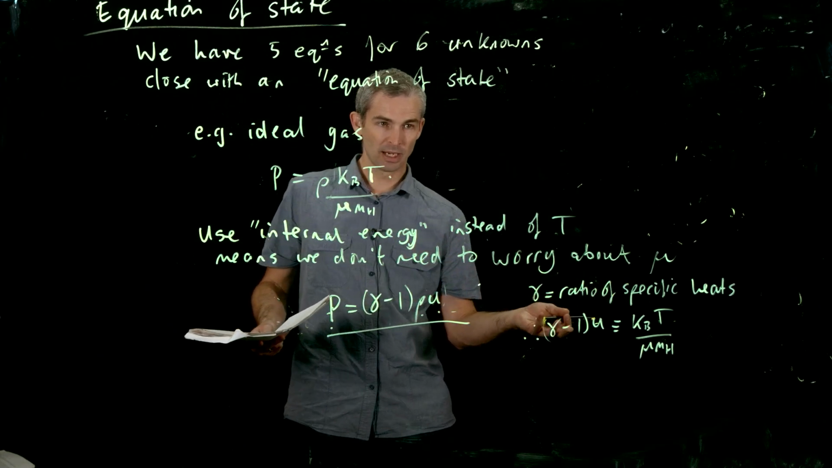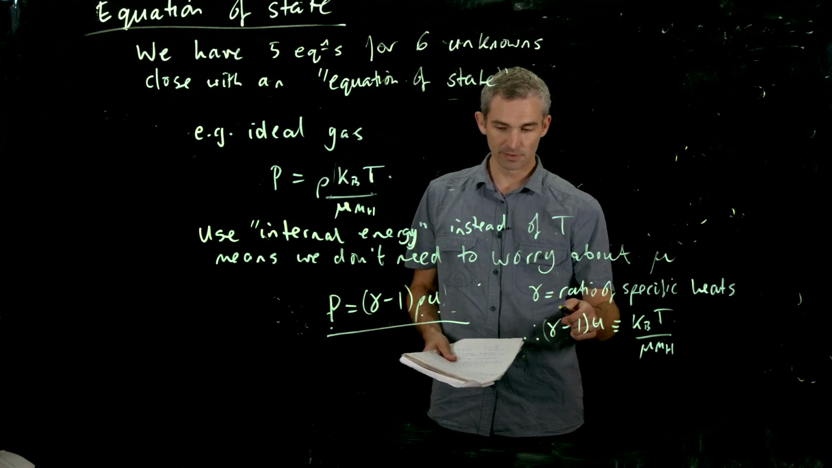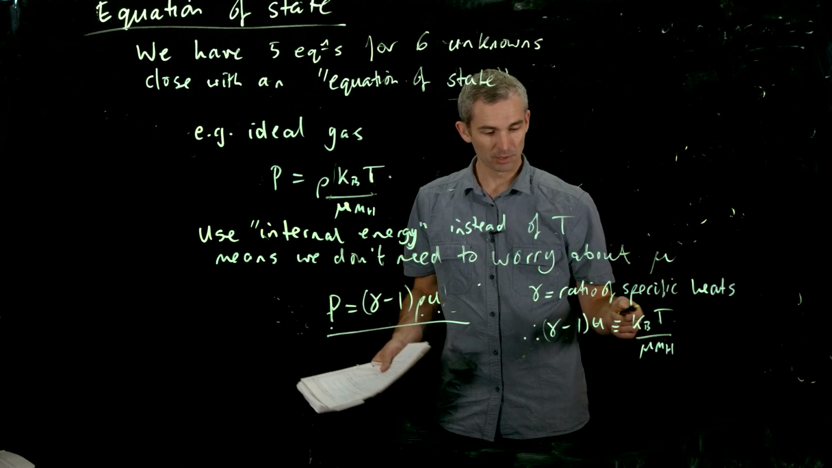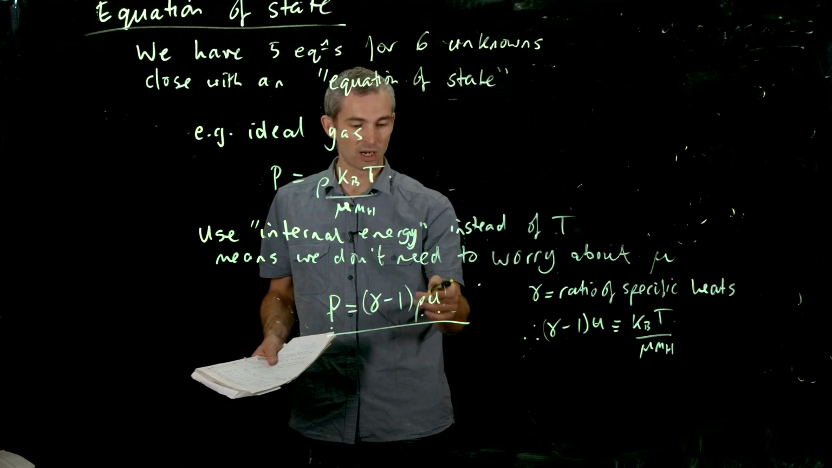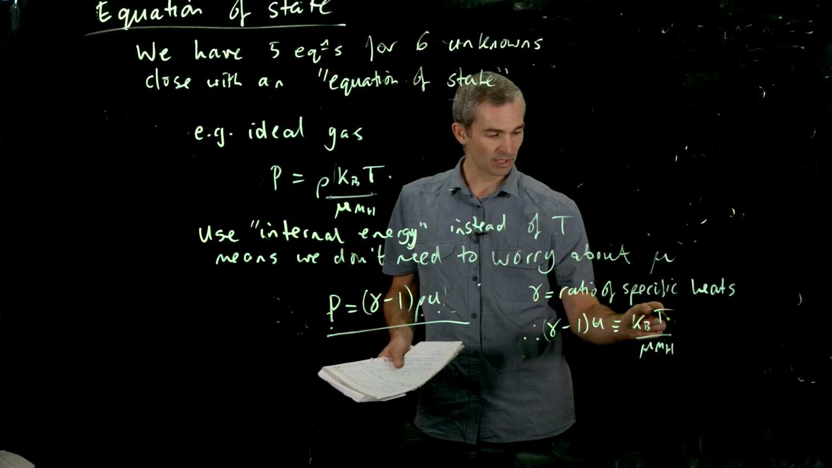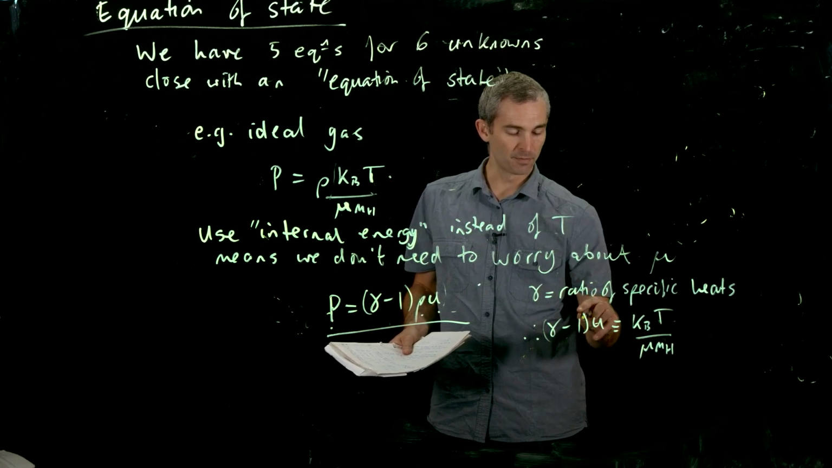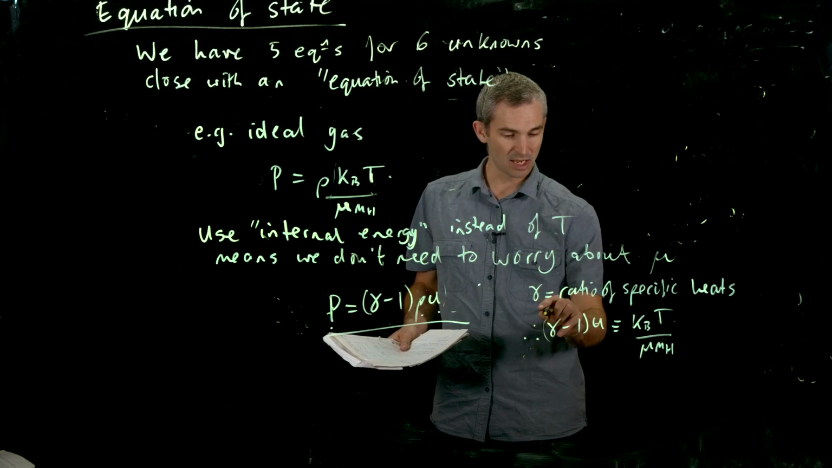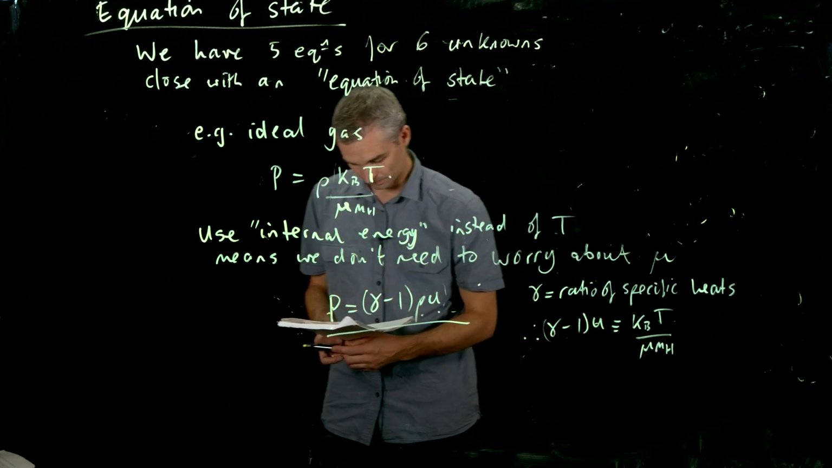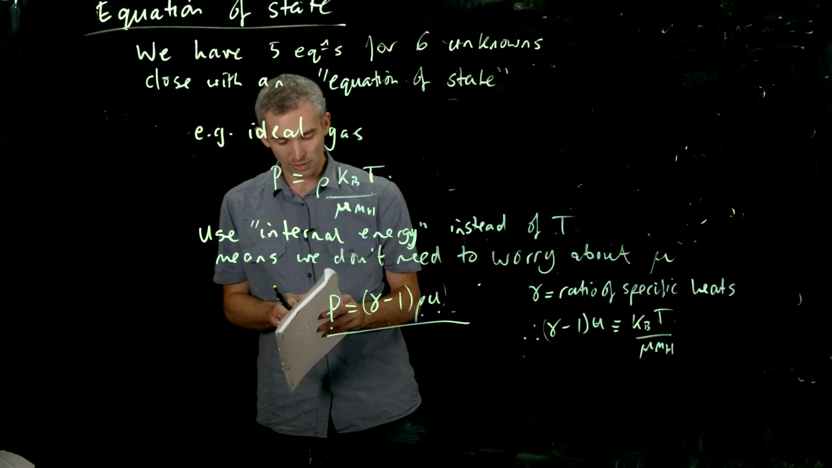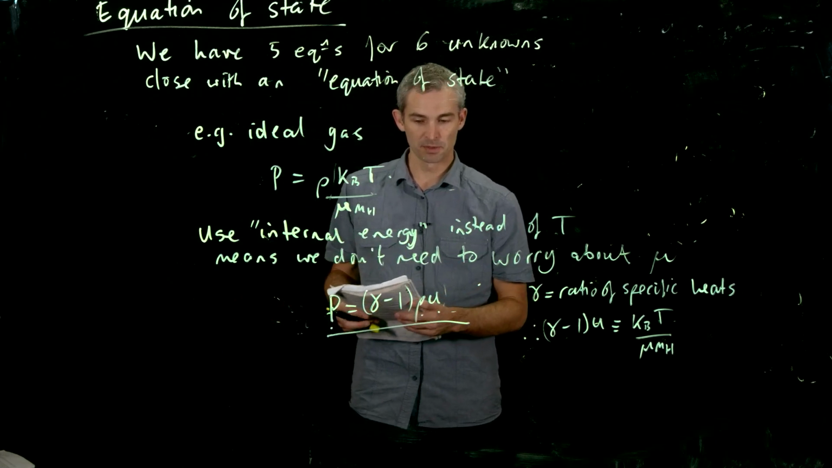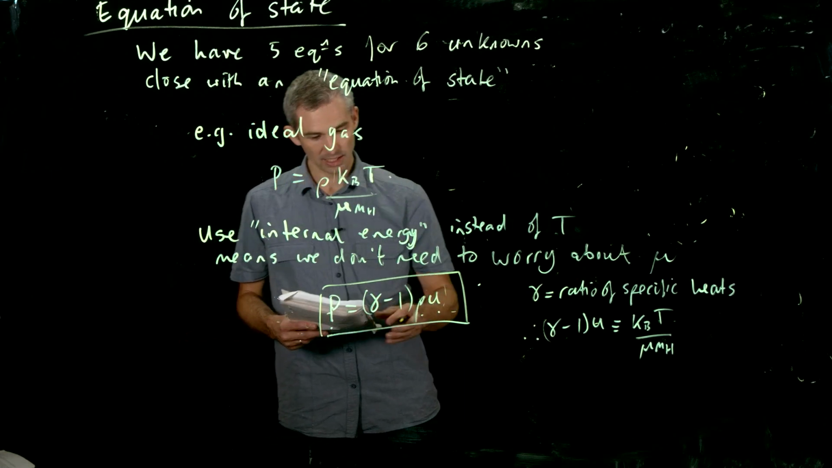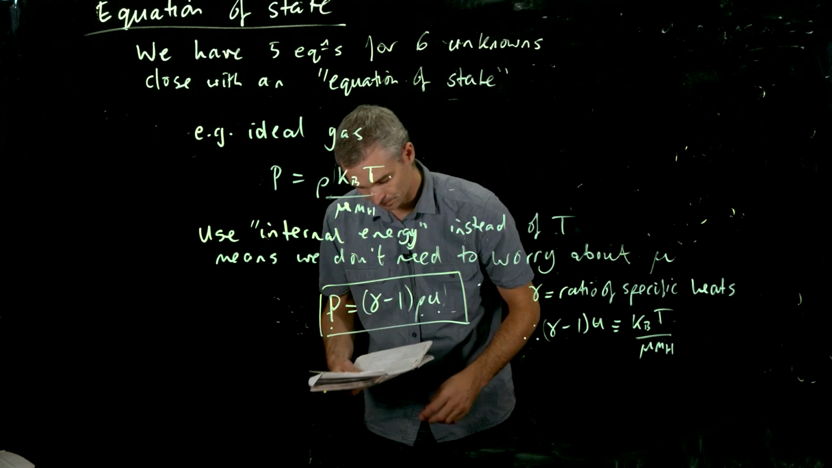Now, if the composition's changing, in general, this could get complicated. For example, we might have a more complicated equation of state. This equation would still hold, but we'd have to do something complicated by looking up, for example, the temperature from the internal energy. This gamma is sometimes not a constant. But for most simple fluid dynamics problems, we can simply use this equation as our equation of state and specify what gamma is.